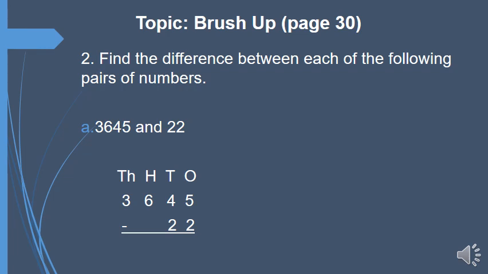3645 minus 22. How are we going to subtract? All of the upper numbers are bigger numbers and the numbers mentioned below are smaller numbers. So we don't need to carry anything. 5 minus 2 is 3, 4 minus 2 is 2, and 6 and 3 will just be written down here because they don't need any subtraction, carrying or borrowing. So our total answer is 3622.